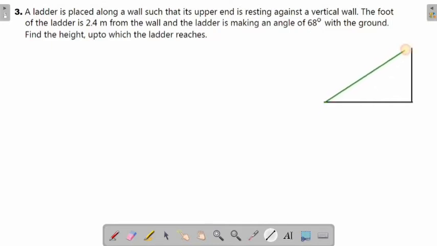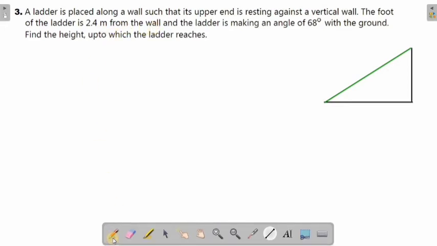So this is my ladder here. Okay, so the question is saying a ladder is placed along the vertical wall such that its upper end is resting against the wall. So this is my upper end. The foot of the ladder is 2.4 meter from the wall. Okay, so just look at this. The question is saying this is the foot of the ladder, obviously, right? So foot of the ladder is 2.4 meter from the wall.